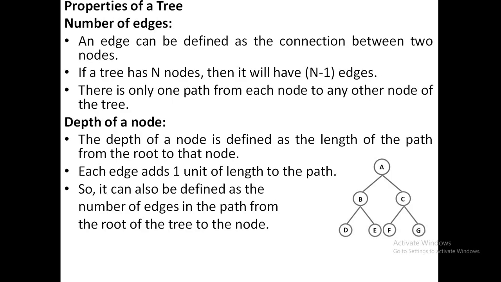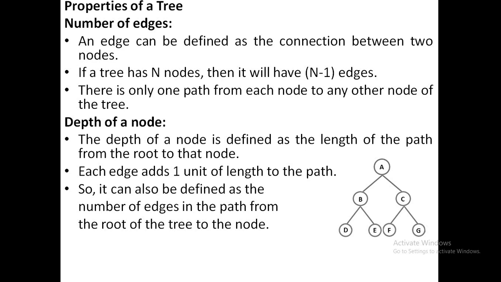Properties of a tree. Number of edges. An edge can be defined as the connection between two nodes. If there are n nodes in a tree, then there would be n minus 1 edges, and here since there are 7 nodes, there are 6 edges. There is only one path from the node to any other node of the tree.